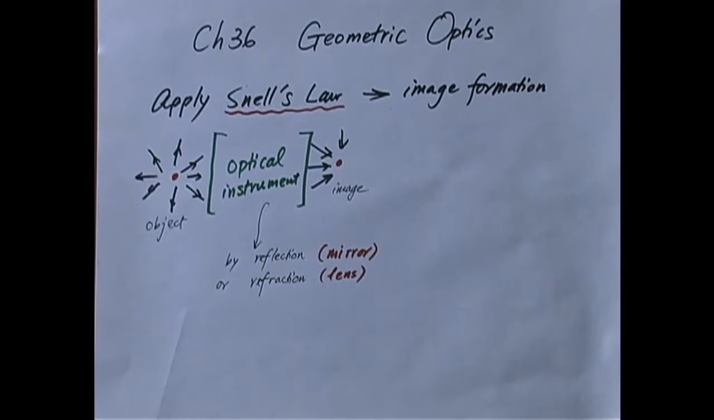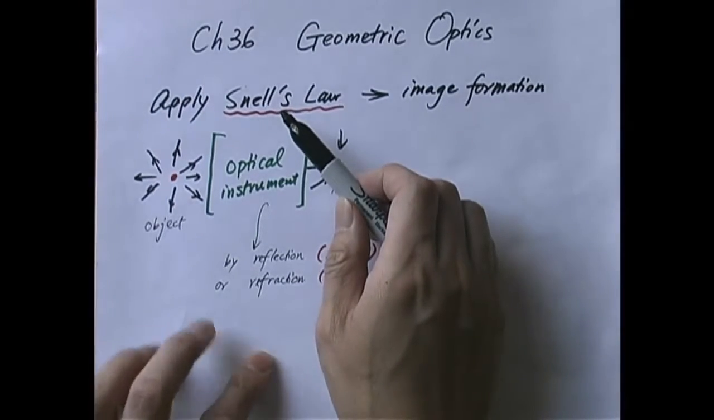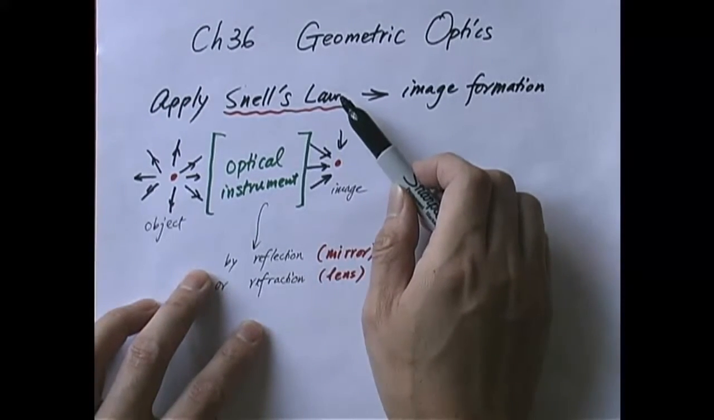Chapter 36, Geometric Optics. Now that we have Snell's law of reflection and refraction, we are able to apply these laws to study various cases of image formation. And this is the subject of this chapter, Geometric Optics, in which we study how an optical instrument can form an image. And again, the laws that we're going to use would be Snell's law.